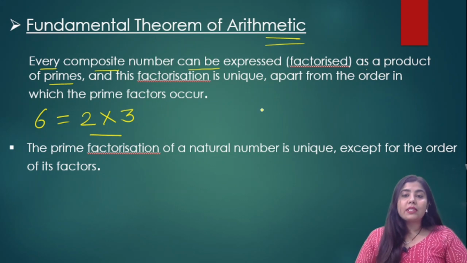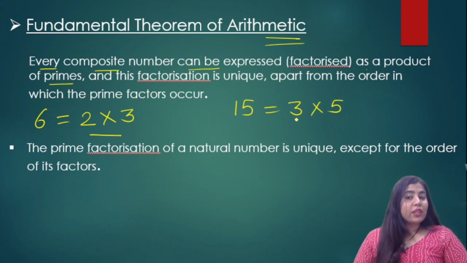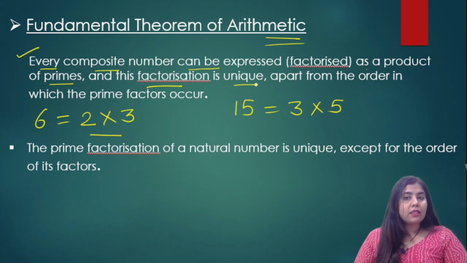Let us take one more example. If we talk about say 15, we can write 15 as 3 multiply 5, right? Here 3 and 5 both are prime numbers. So this satisfies the statement that every composite number can be expressed as a product of primes. Now see the next thing, and this factorization is unique apart from the order in which the prime factors occur.